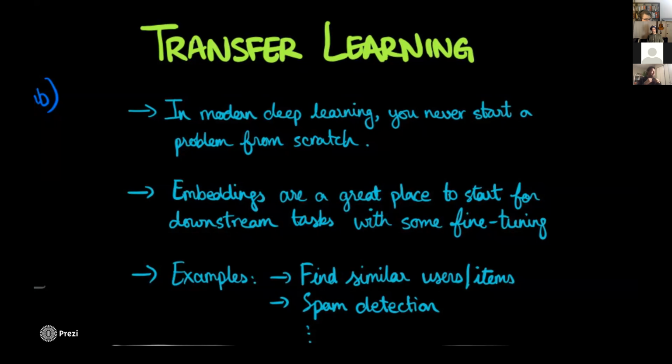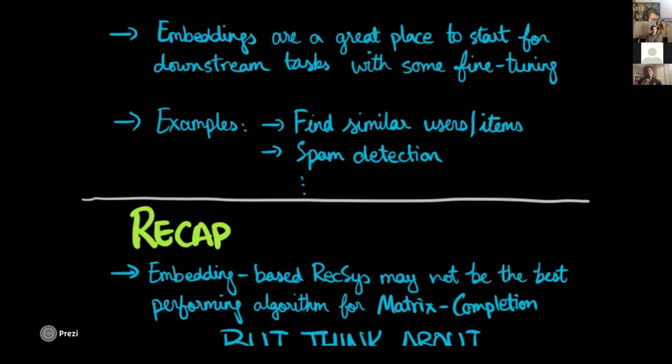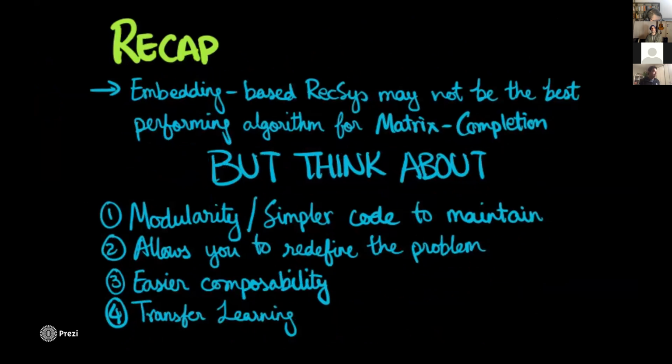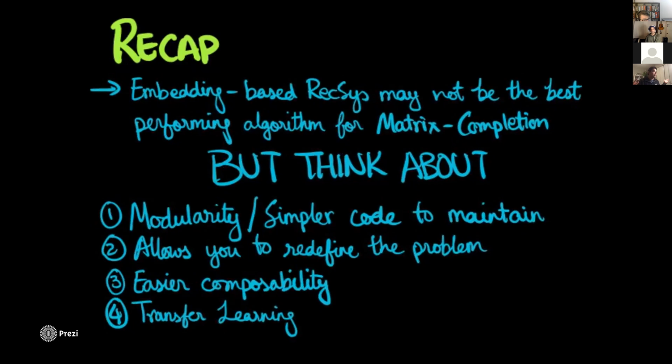So this is my whirlwind 5-minute-ish talk for why you should be doing embeddings. But to recap, embedding-based recommender systems, they're not the best performing algorithm for the matrix completion task that Netflix first put out, but there's modularity. PyTorch makes it really easy to code stuff up. It allows you to redefine the problem into different kinds, like next click prediction. You can compose different kinds of data. And the fact that you can do transfer learning really helps with everything else.